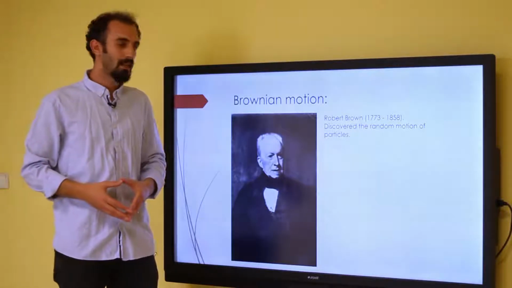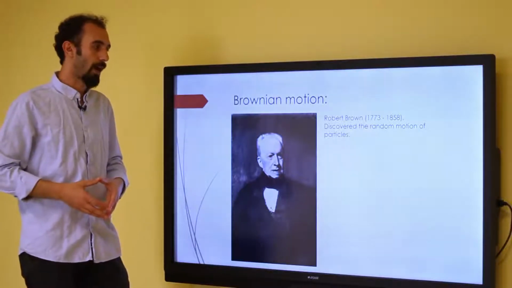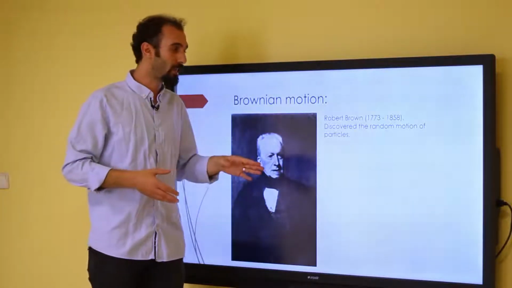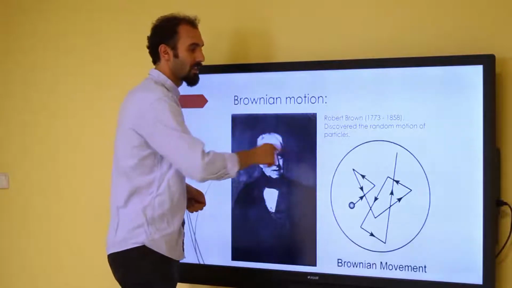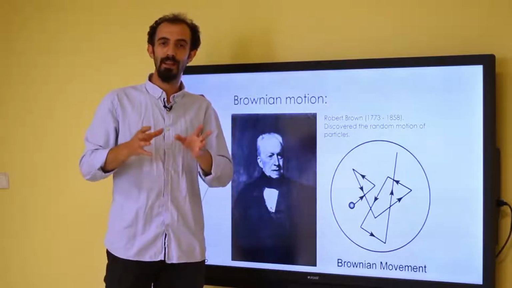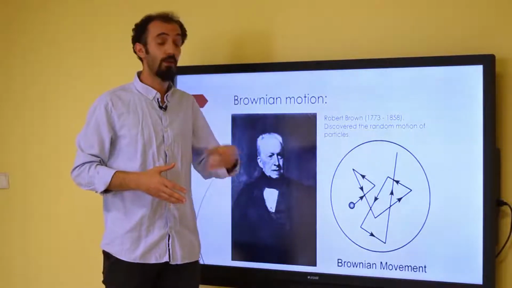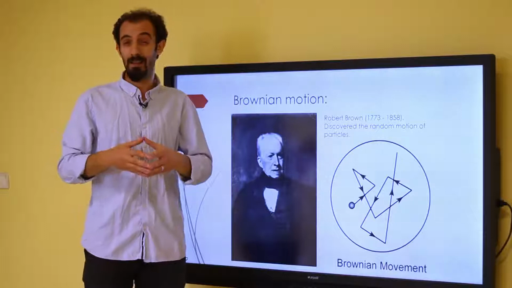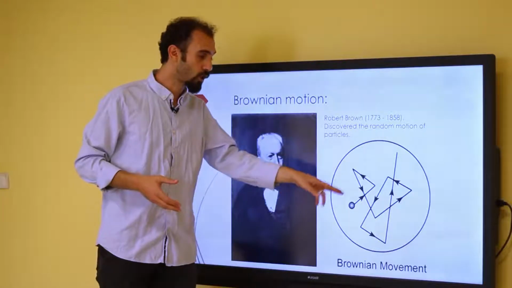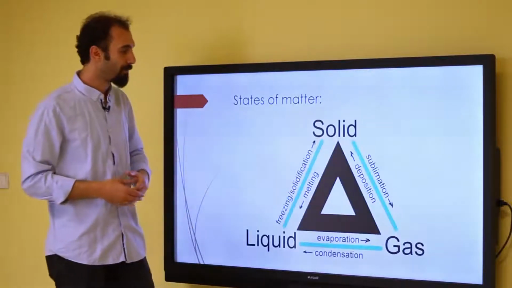One of the main scientists that worked on the motion of particles was Robert Brown. He discovered what we today call Brownian motion, which is the random motion of particles in space. Take smoke, for example. When you see smoke taking different directions while it's moving through the air, that's because of Brownian motion. The smoke particles are taking different directions because of collisions with other particles in the air, like oxygen, carbon dioxide, and other gases.